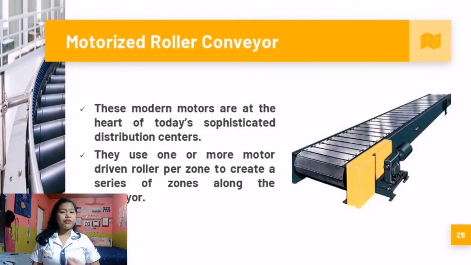Motorized roller conveyors. These modern motors are at the heart of today's sophisticated distribution centers. They use one or more motor-driven rollers per zone to create a series of zones along the conveyor. Motorized roller conveyors use motors placed along the conveyor frame to power evenly spaced rollers.